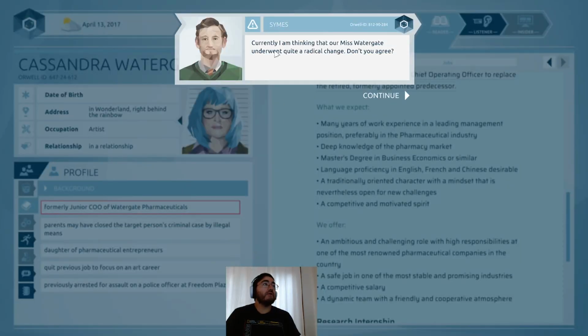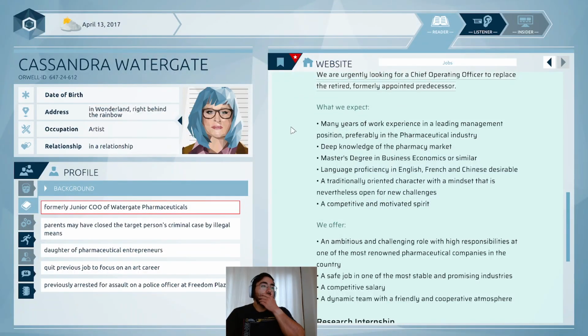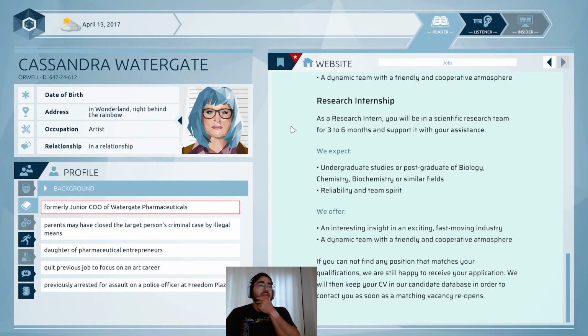Currently, I'm thinking that our Miss Watergate underwent quite a radical change. Don't you agree? Yeah, she looks different. Let's find out what happened in between these two lives of hers. What may have caused this radical shift? So, yeah, something happened.